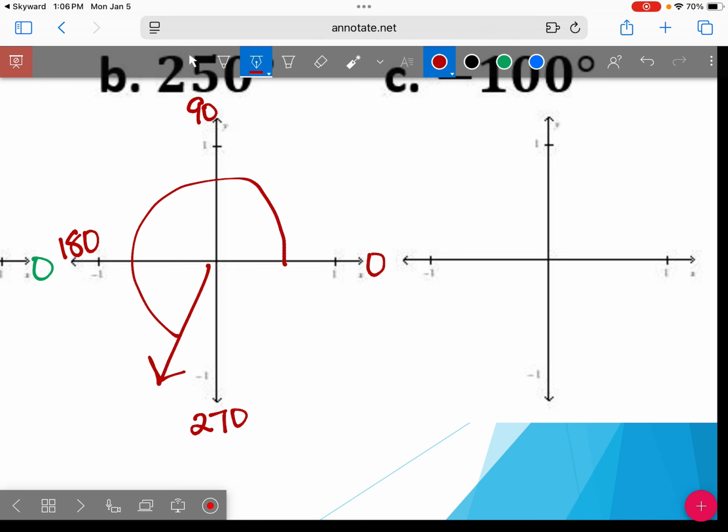Because this is 0. This is negative 90. Down here is negative 90. Here is negative 180. Negative 100 is in this quadrant, which is quadrant 3. This is still quadrant 3. It's 1, 2, 3, 4. That doesn't change. So it should be here. But now I'm going to rotate that direction.